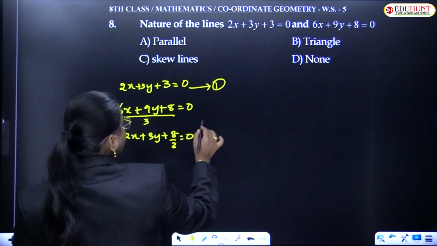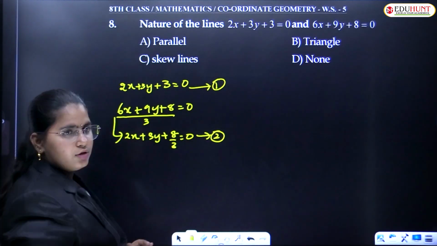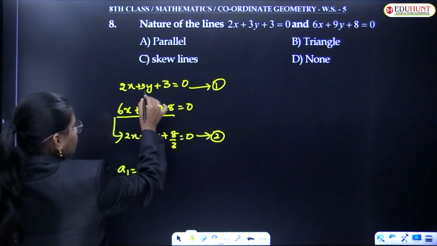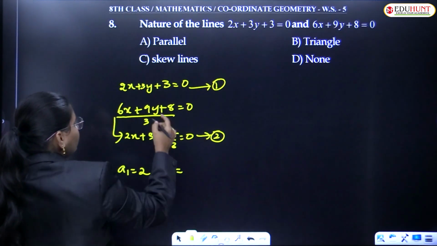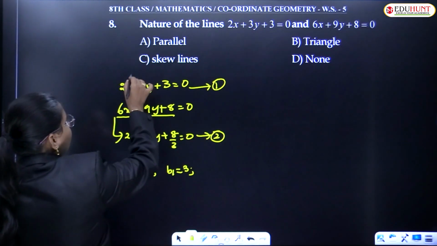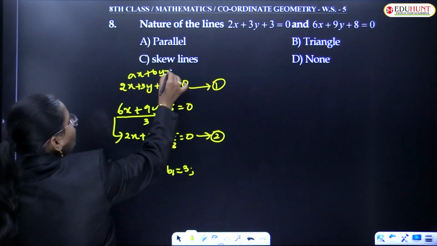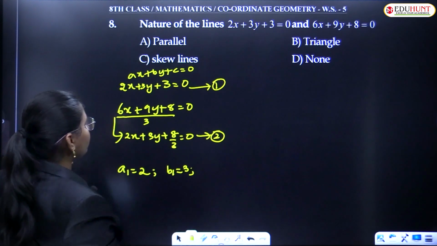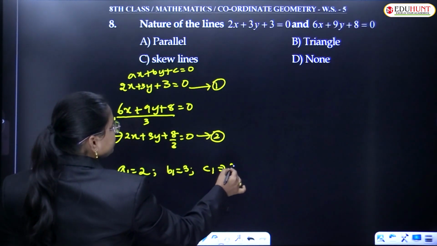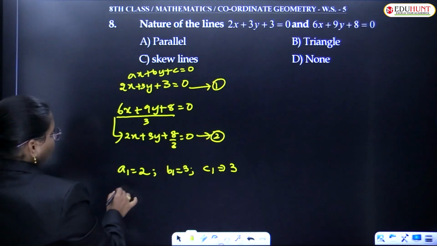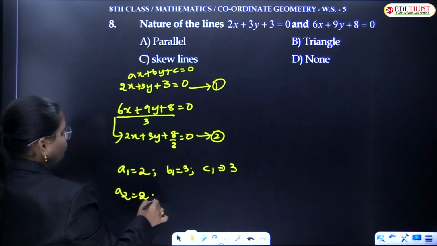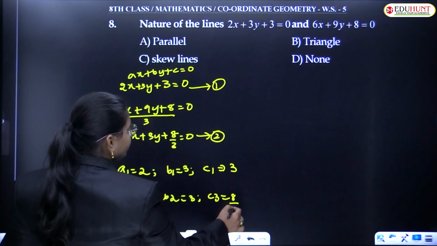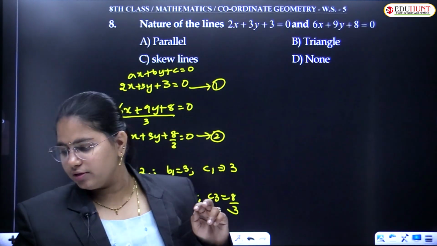Let me compare. This is the first equation and second equation. So what are the values of A? A1 is equal to 2 and this is B1. What is B1? B1 is equal to 3. This is a line, right? Any line in the form of ax plus by plus c equal to 0. A1 is equal to 2, B1 is equal to 3. What is the constant? C1 is equal to 3. Right? Next. Similarly, we have A2 is equal to 2, B2 is equal to 3, C2 is equal to 8 divided by 3.